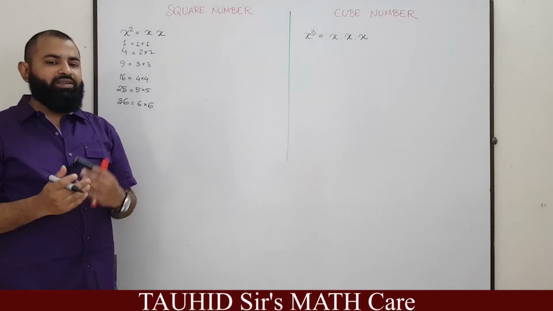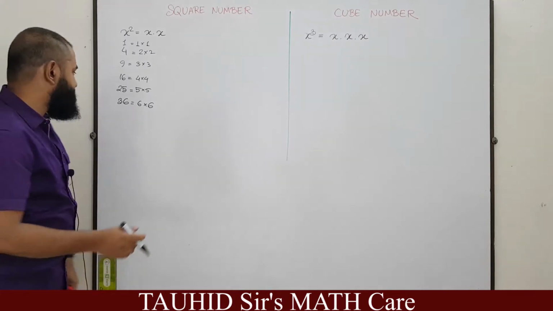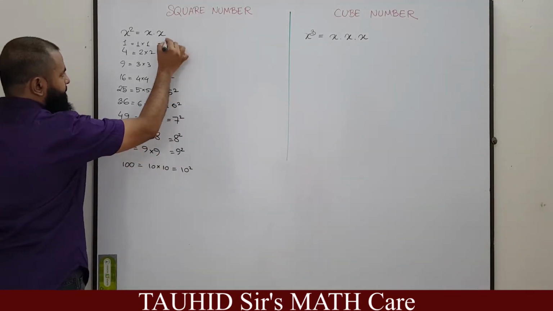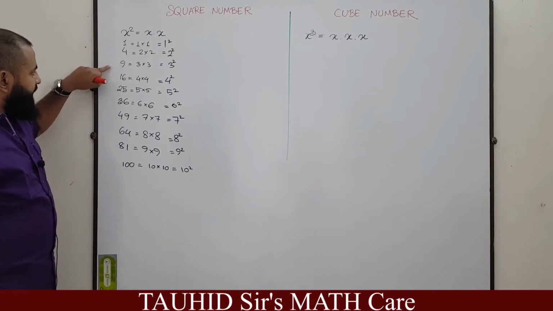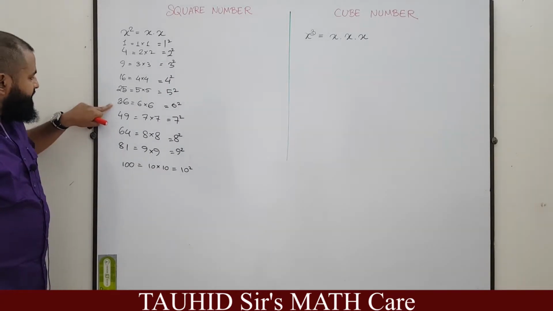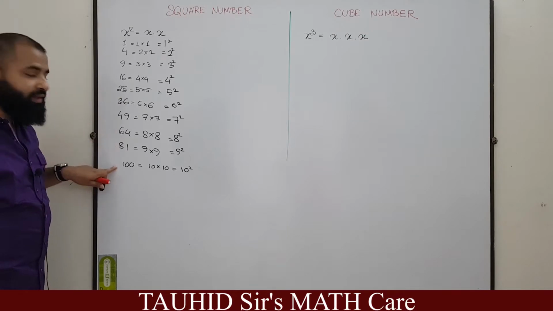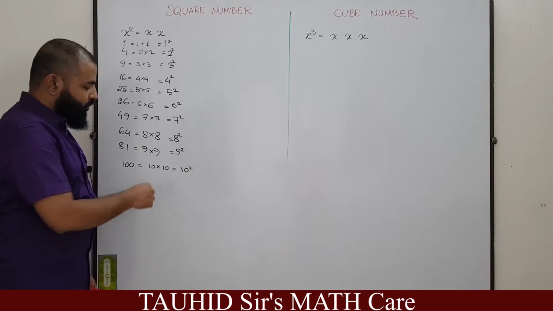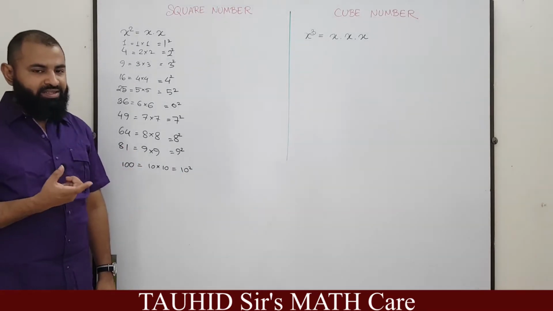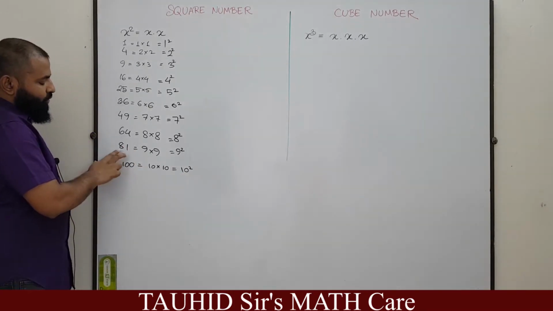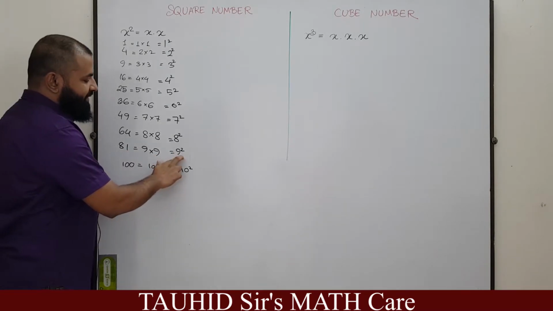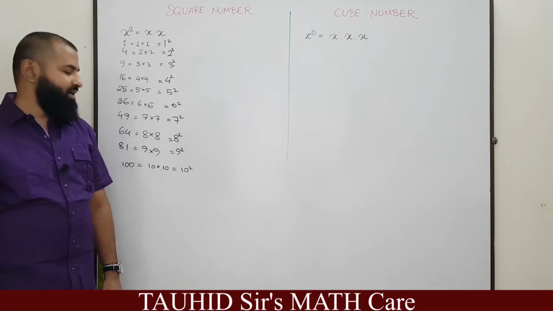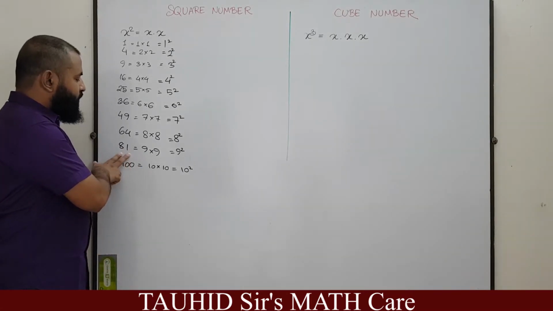So if we write the square numbers up to 100, what are they? We can see that 1, 4, 9, 16, 25, 36, 49, 64, 81 and 100 are square numbers, and we can say that 100 equal to 10 square, because when 10 is multiplied by itself, the product is 100. We say 81 as 9 square because when 9 is multiplied by itself, we get the product 81.